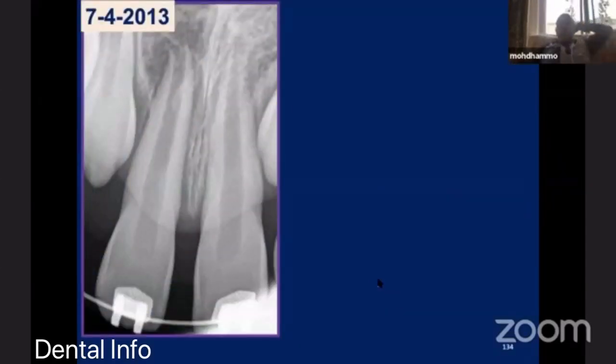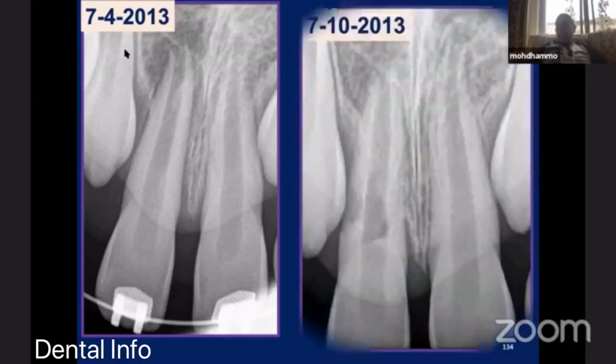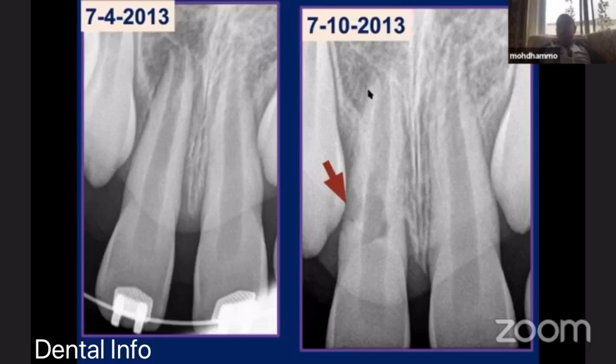Look at this case here. This patient went to a dentist. This tooth was avulsed, and the dentist replanted it and splinted it. And the dentist told the patient to come back to make root canal treatment. But unfortunately, this patient did not come back to his dentist. And he went to make a checkup after 6 months. And you can see here the external resorption started because this tooth was not endodontically treated.